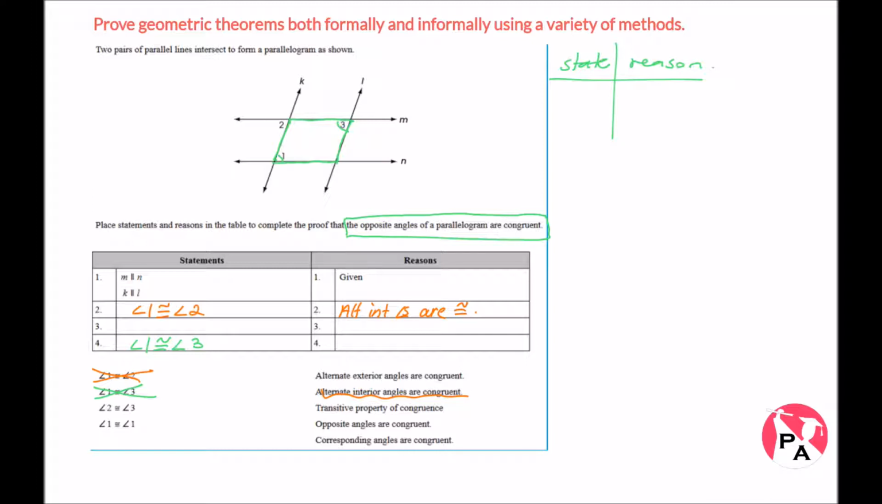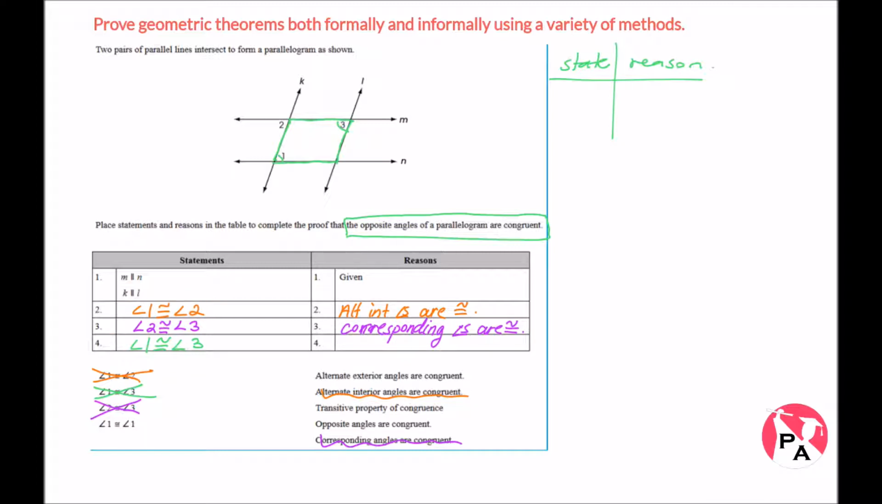So the next step, by looking at the figure, I can also confirm that angle 2 and angle 3 are congruent because they are corresponding angles. Now let's write it up here: angle 2 is congruent to angle 3. Now we need to cancel this one out. And then the reason for this is they are corresponding angles right here. Corresponding angles are congruent. Let's type it here. Sorry, corresponding angles are congruent.